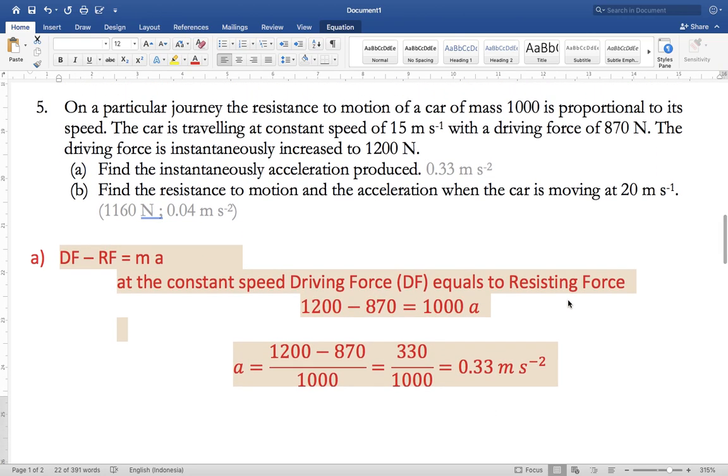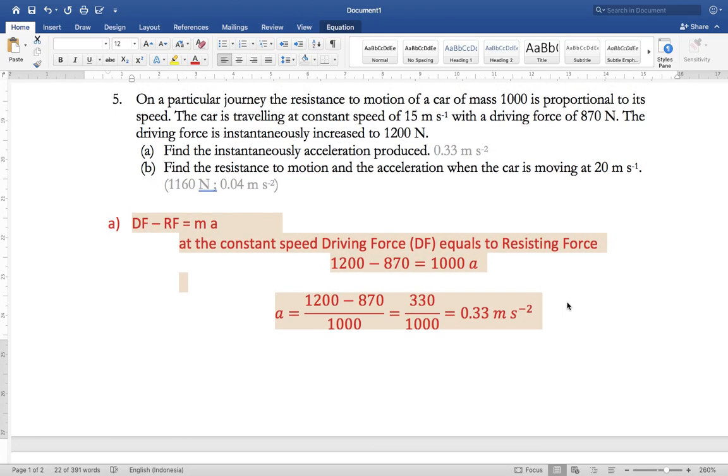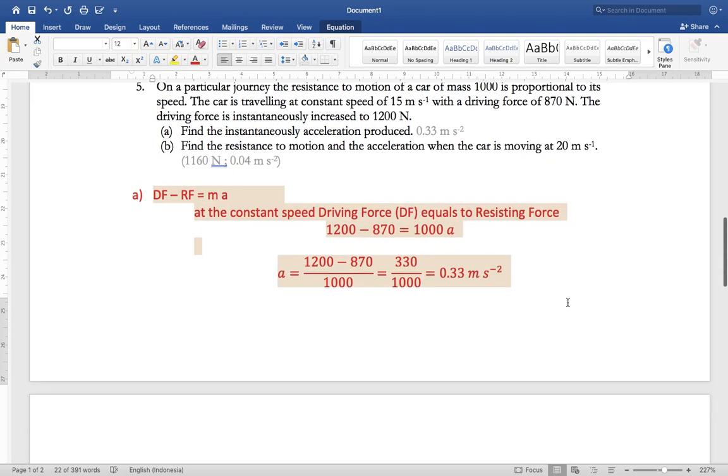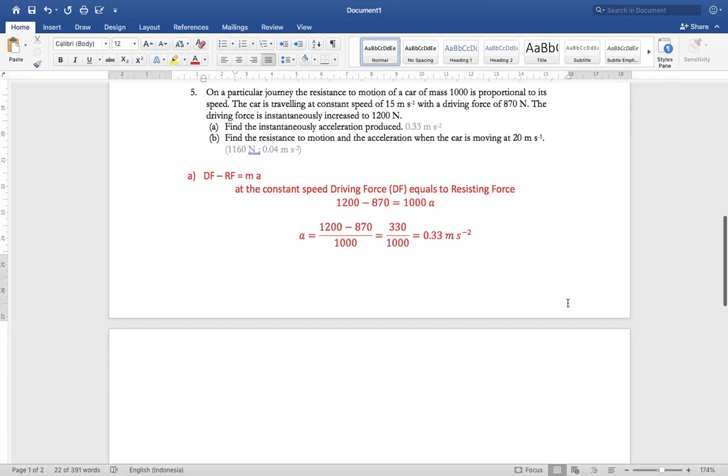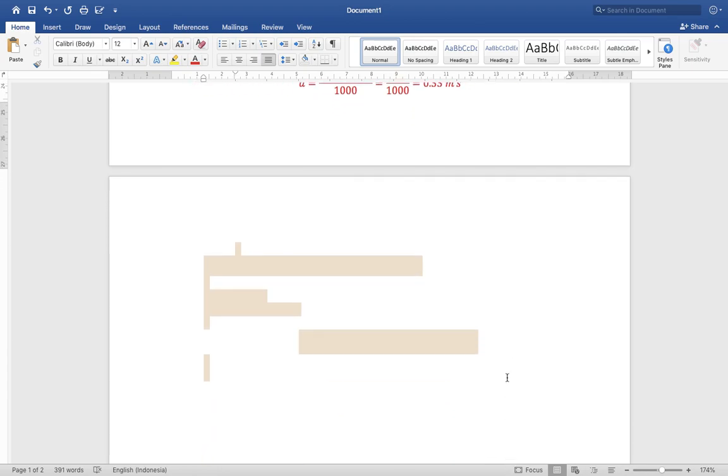How to solve question B? I want to zoom out because this is on a different page. Question B is to find the resistance to motion and the acceleration when the car is moving at 20 meter second. Actually, we have the resistance to motion at 15 is 870. How about at 20? We only use a ratio.